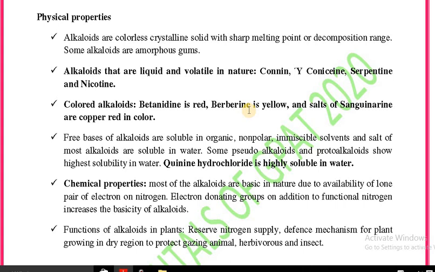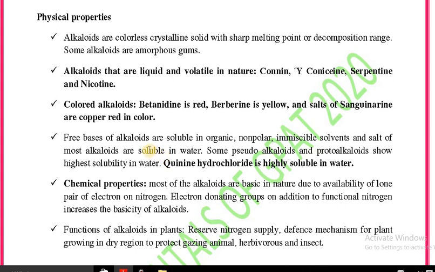Then there are a few colored alkaloids: berberine, betanidin, and sanguinarine. These are the colored alkaloids. Betanidin is red, berberine is yellow, and salts of sanguinarine are copper red in color. Okay.